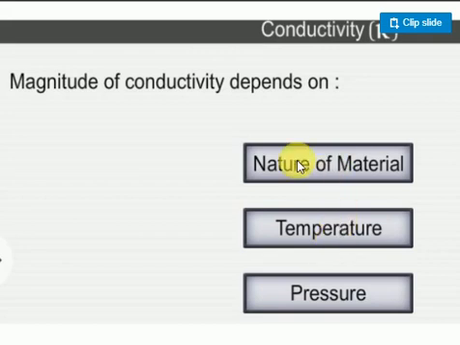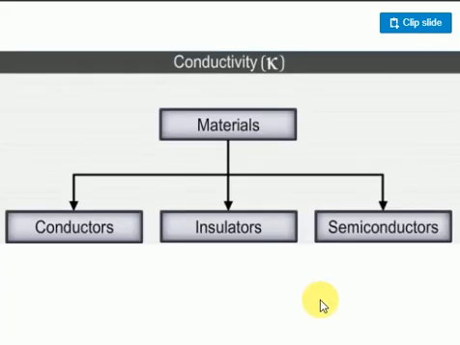Nature of material, we already discussed in the previous section, no? In general, silver is the best conductor when compared with iron, gold, platinum. Pressure: for gases, if more pressure is applied, the conductivity also increases. Next, materials are classified based on specific conductivity into conductors, insulators, and semiconductors only.